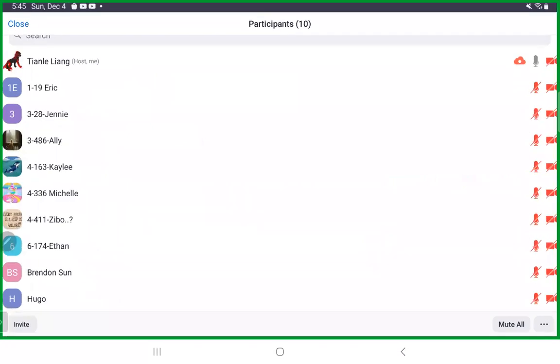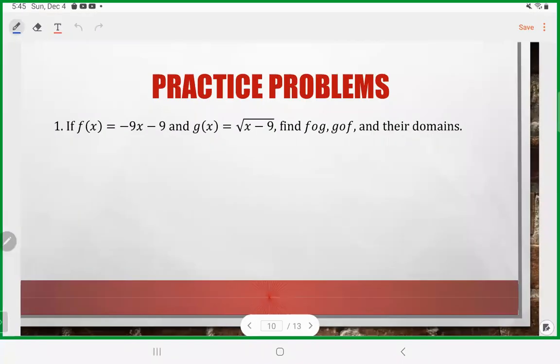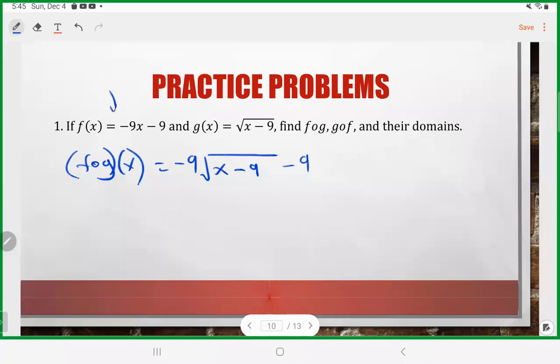All right, so I'm going to solve this. If f of x is equal to -9x minus 9 and g of x is equal to the square root of x minus 9, find f of g. So let's do that. We're just going to plug that in, and that's that, right? And we should find the respective domains first. This is negative infinity to infinity, which has no restrictions at all.